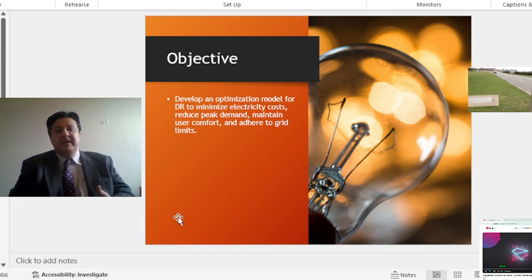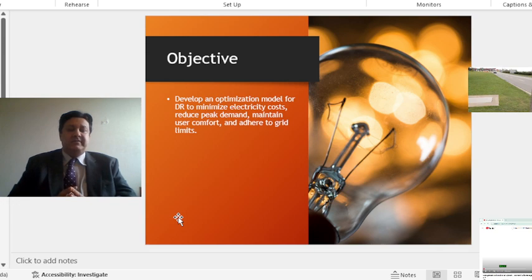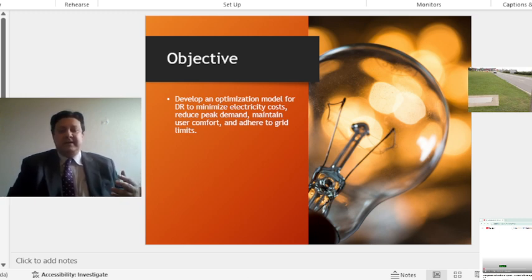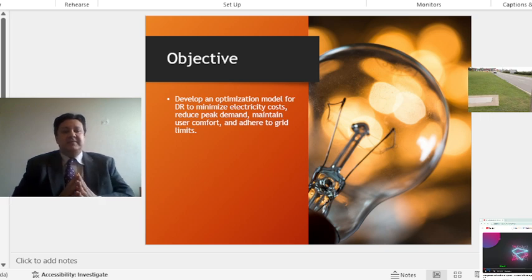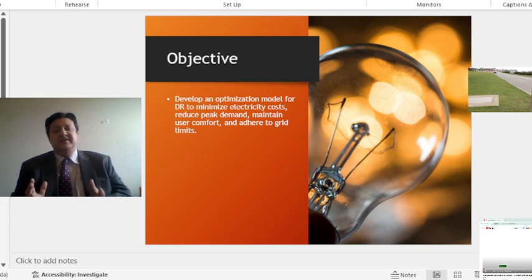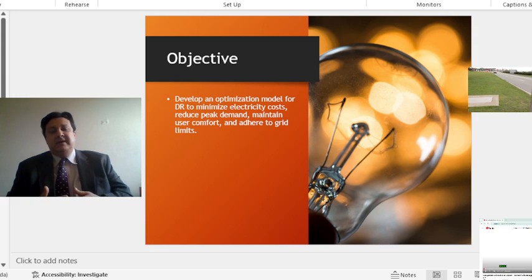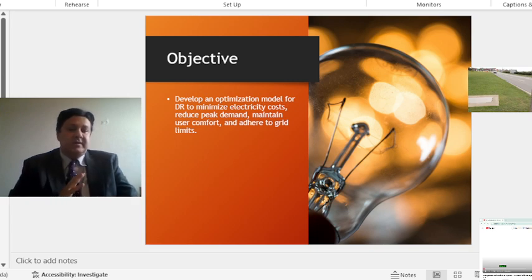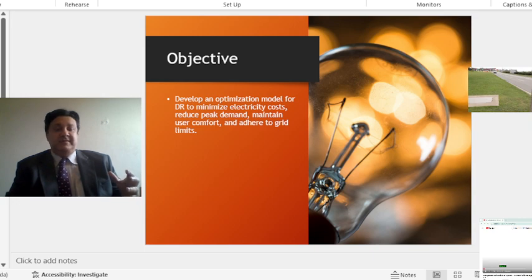Our objective is to develop an optimization-based model for DR to minimize electricity costs, reduce peak demand, maintain user control, and adhere to grid limits. So this is our task. How we will do it is by minimizing electricity costs through efficient scheduling, reducing peak demand to lower stress on the power grid, maintaining user control constraints by ensuring the essential loads remain uninterrupted, adhering to grid limitations, and taking advantage of financial incentives for peak shaving.